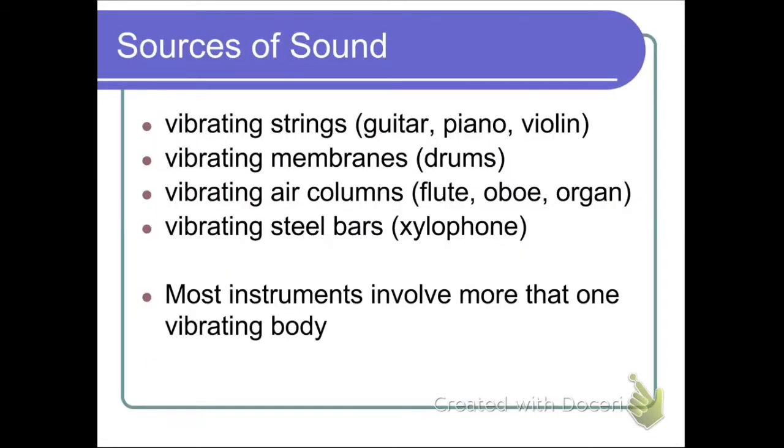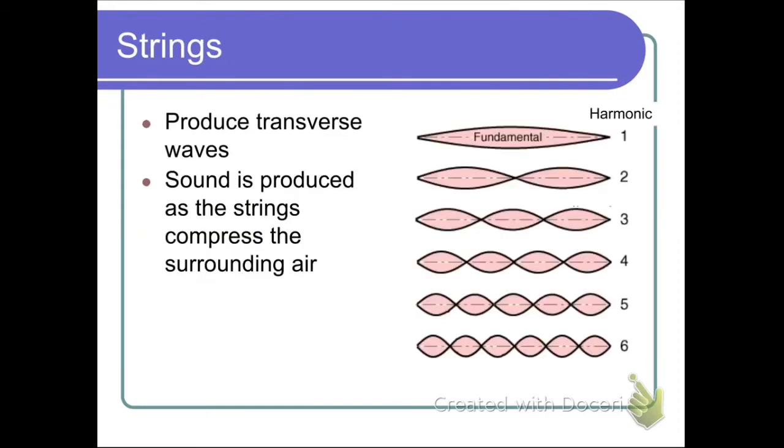So sources of sound. So vibrating strings will have sound. Vibrating membranes like drums, air columns like a flute, oboe, organ, vibrating steel bars like a xylophone. Most instruments involve more than one vibrating body. So like a vibrating string on a guitar or piano also has to do with the body and the shape and the air cavity that's on the inside. All has to do with how the sound comes out. So we know that everything that creates sound has some kind of vibration that goes along with it. All right, so vibrations mean sound.